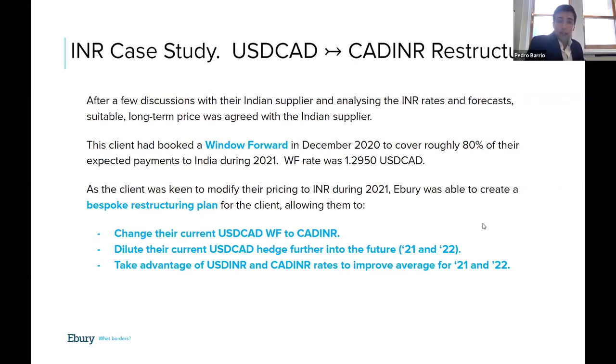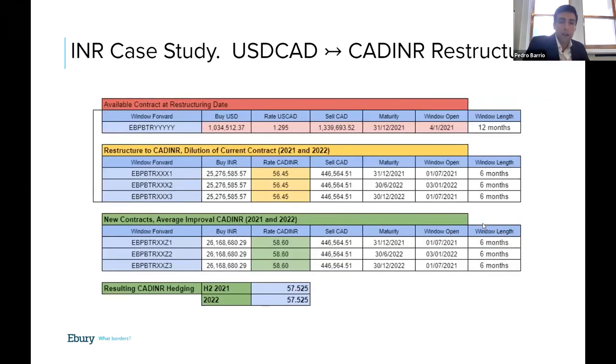Then also taking advantage of the current USD INR and CAD INR rates at that time, which were very favorable for the client, to improve the average further for both the hedges of 2021 and 2022. So over in this last slide, I've included a small visual representation of what we did from Ebury's perspective. So you can see on the top in the red color, the USD CAD hedge that the client had.